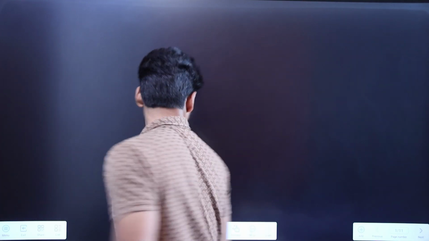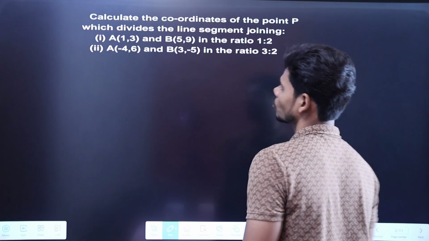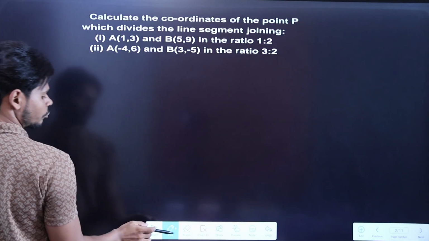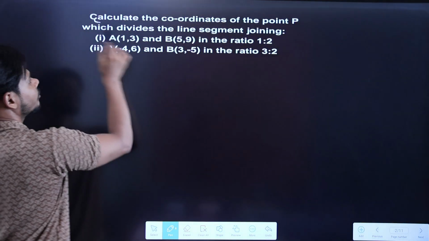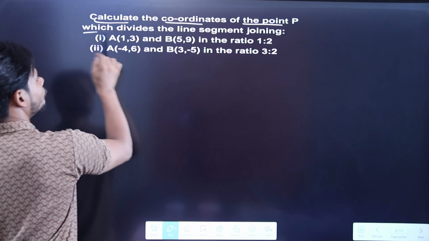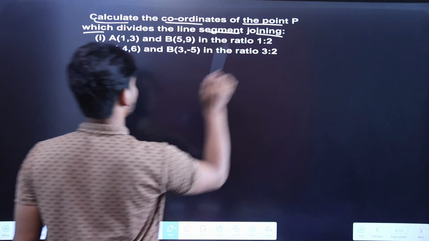So we were doing section formula and mid formula chapter, and already I have explained to you how to find a coordinate which divides a line segment in some ratio, right? In the last session we had discussed questions like this. For example, in this question we have to calculate the coordinates of the point P which divides the line segment joining the points.